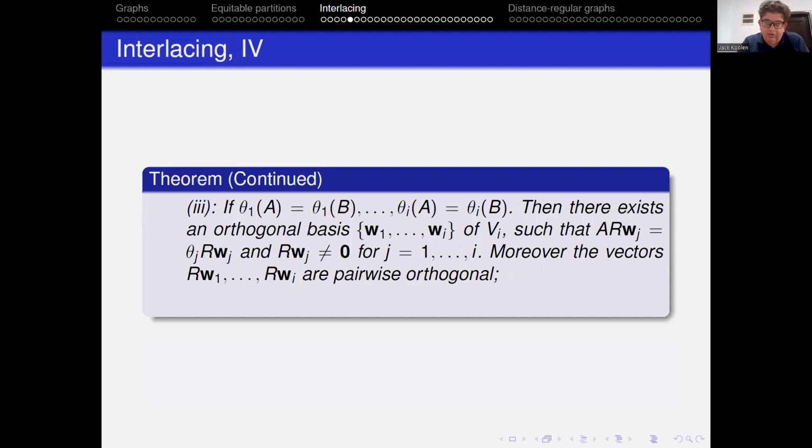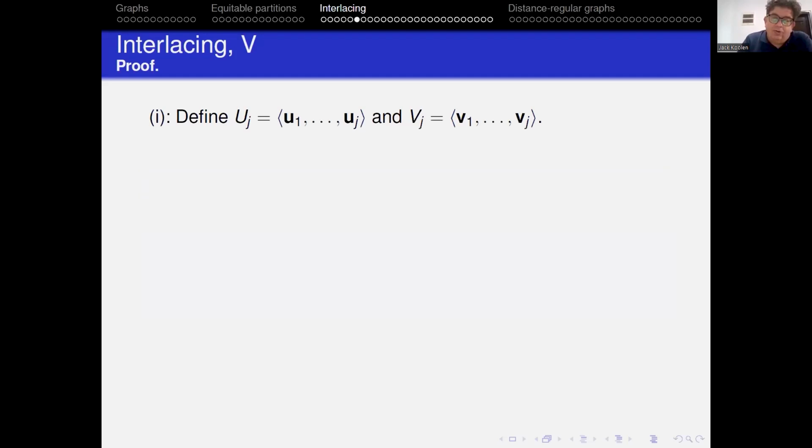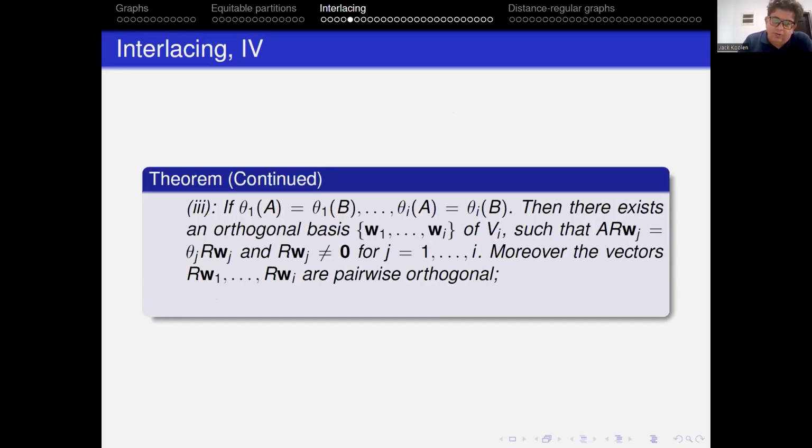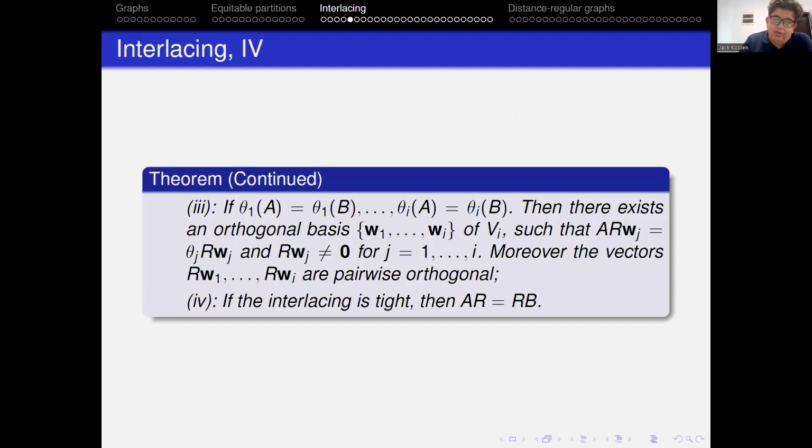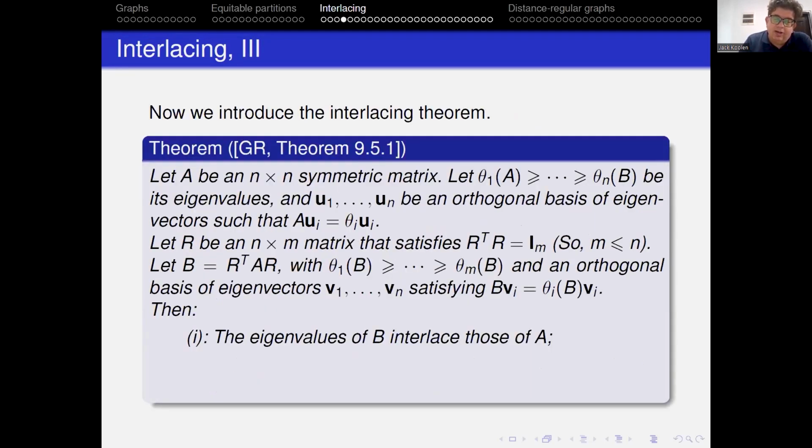And then we have 3 and 4. I will come back to 3 and 4 tomorrow. I will try to prove 1 and 2, and then I stop, I think. So what did I say? That the eigenvalues of B must interlace those of A.